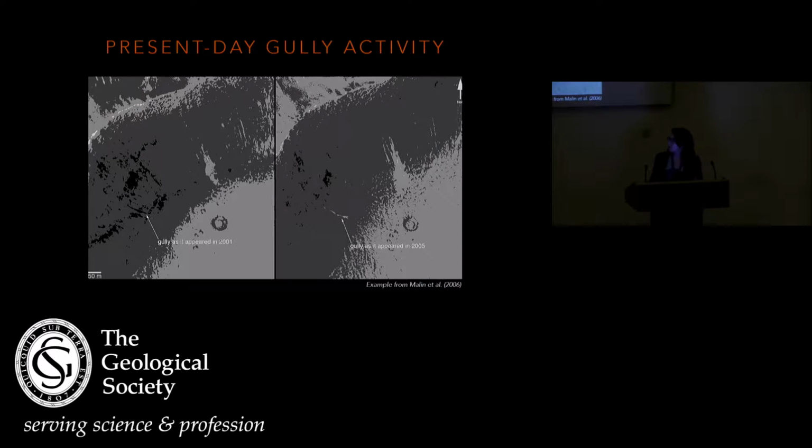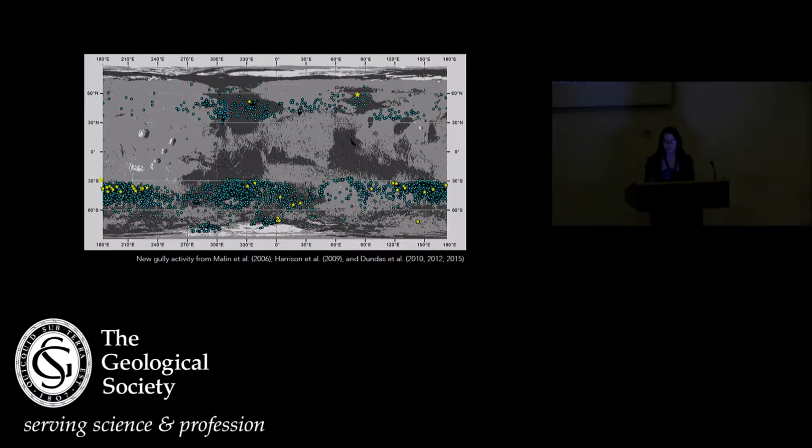So we all know gullies are active today, and all of the places where we've been able to track down gully activity that's happening today are places where we've had before and after images. So we need two pictures to be able to constrain when this activity is happening. But, and I'm not sure how accurate this map is now, because I think Colin's map had a lot more yellow stars for active places on it.